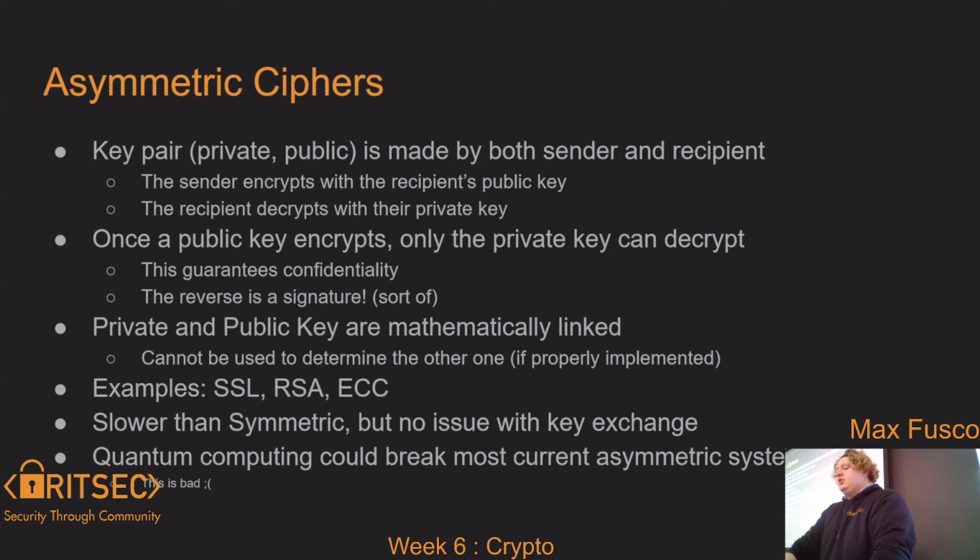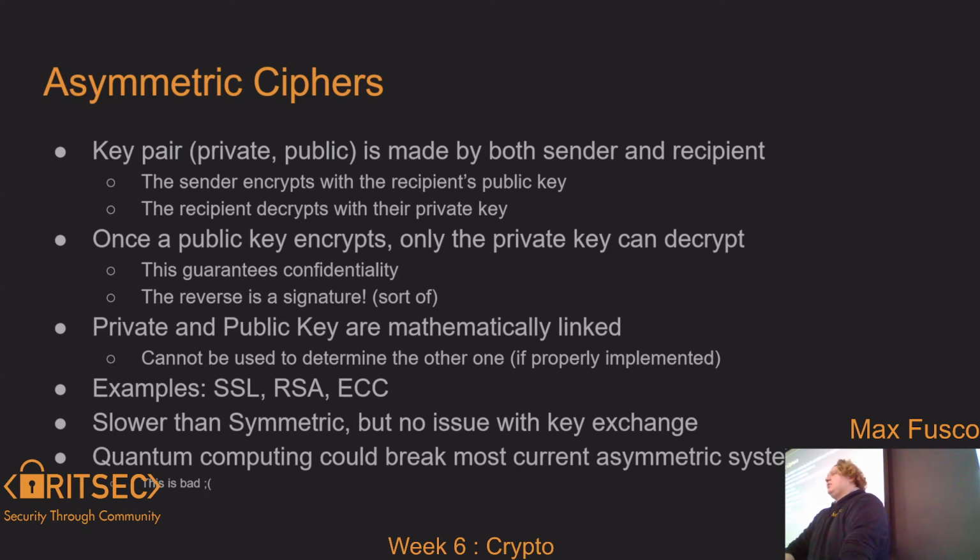Yeah, and then when you're creating them, the private key and public key are mathematically linked, but not in a way where you can determine a public key from a private key or a private key from a public key. So that, again, is another important thing. You don't want a public key that can literally just define your private key. So examples of this are SSL: HTTPS uses SSL or TLS certificates. Those certificates use asymmetric encryption.